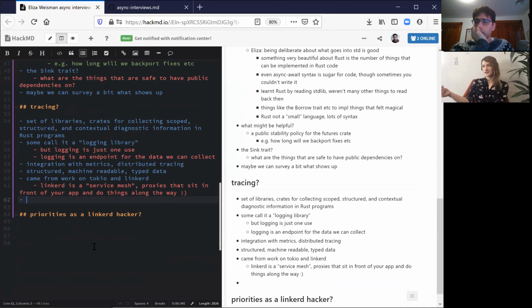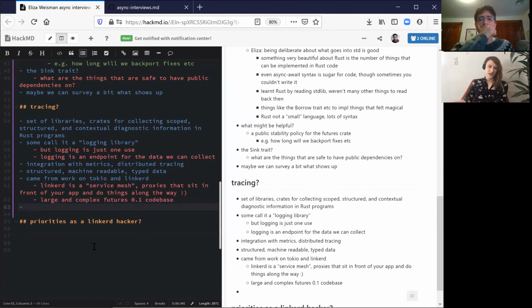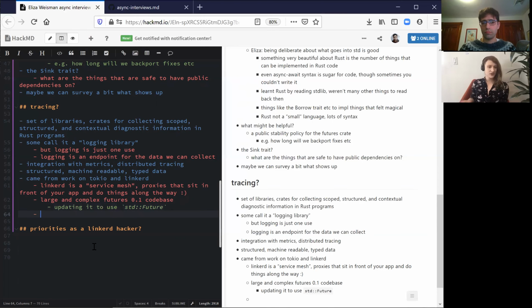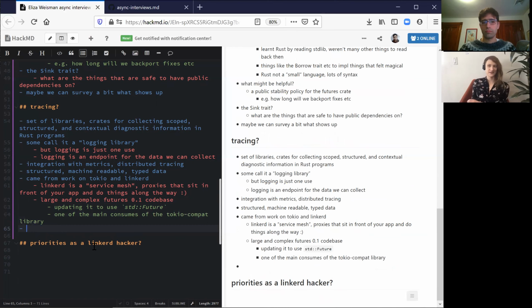There's a lot of it. It's very large. It's quite complex now, and it uses Tokio 0.1 and futures 0.1 quite extensively. We're beginning the process of updating it to use standard futures. This is one of the main consumers of the Tokio compat library that I wrote. I ended up writing most of it because other people had more important and interesting things to do. So Linkerd is this very large classic futures application.